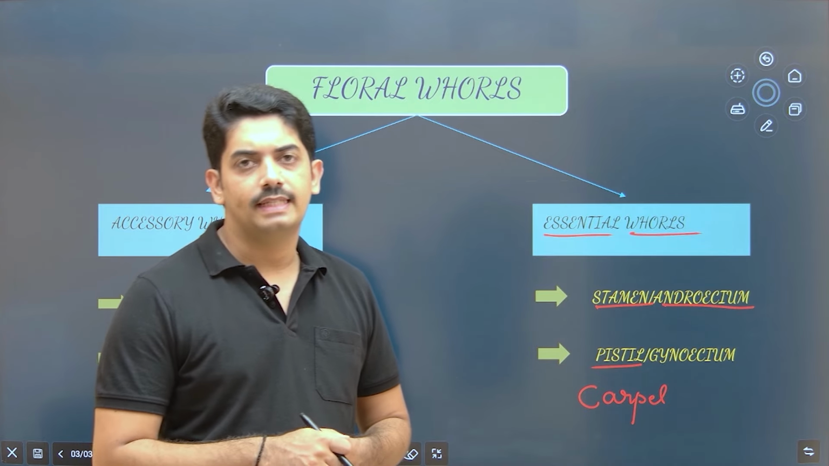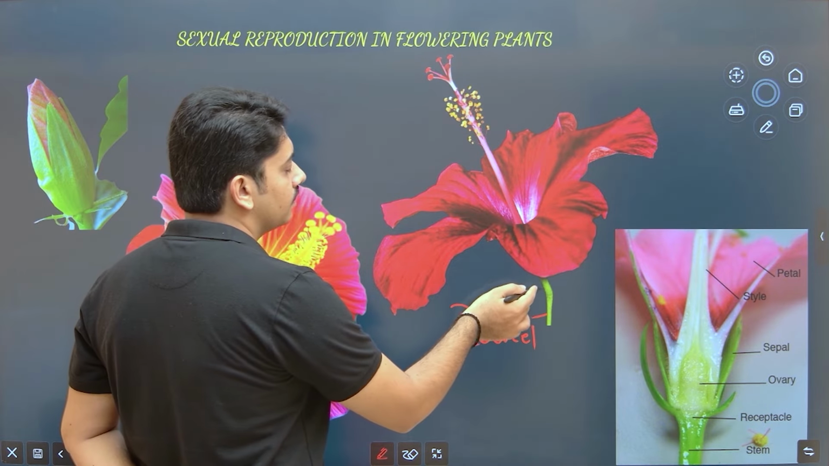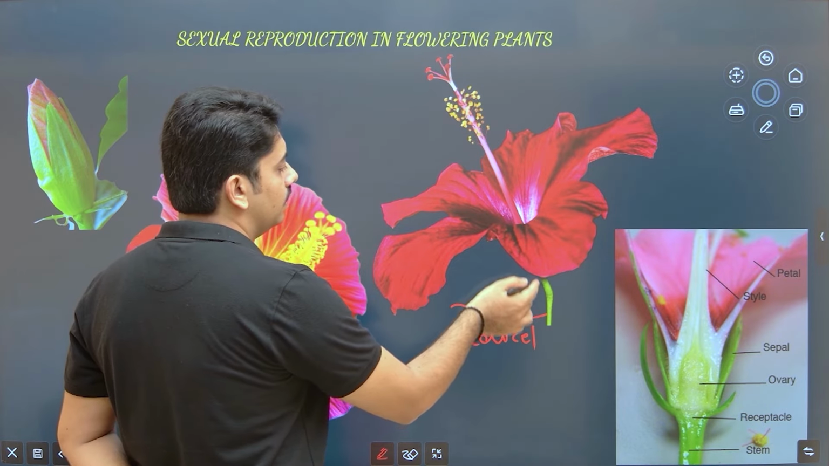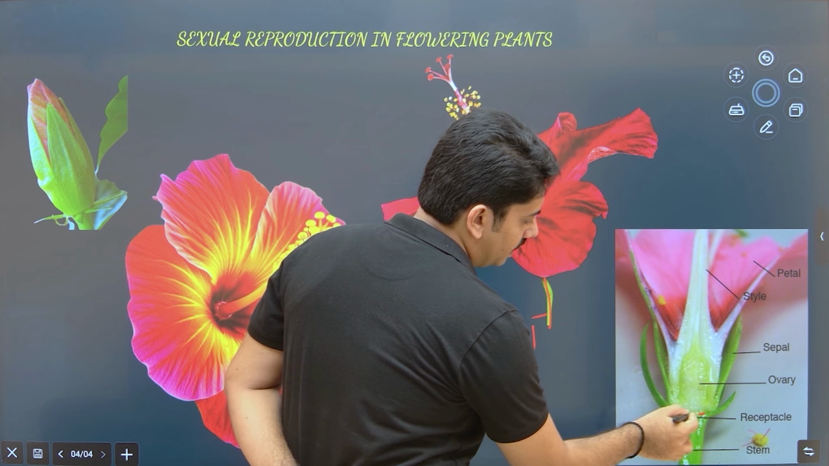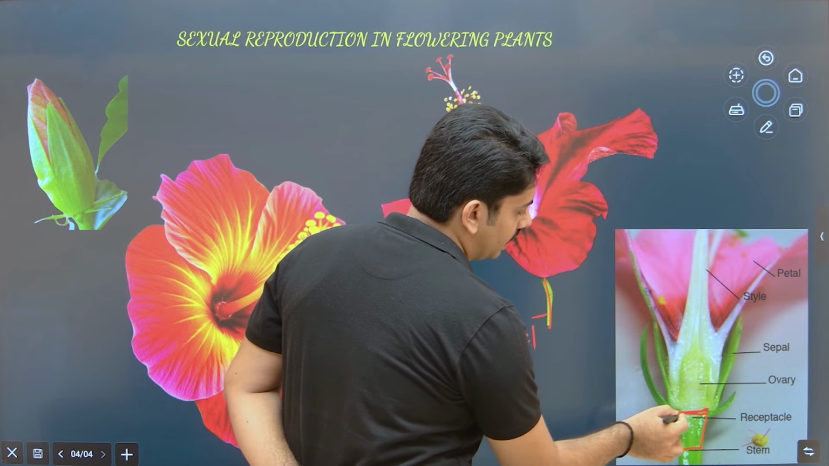Again we'll look at this flower. Just observe, this is the stalk of the flower. What can we call this stalk of the flower? In first year we studied this. This is called pedicel. Above it there is a thalamus. Here you can see this is the thalamus part, the receptacle part from which floral whorls will originate.